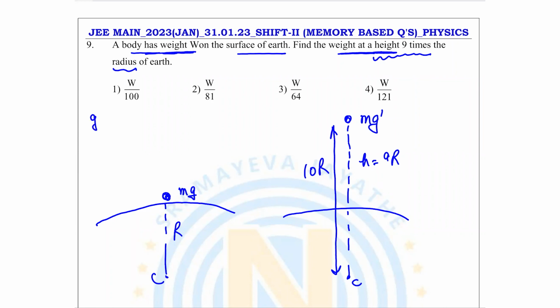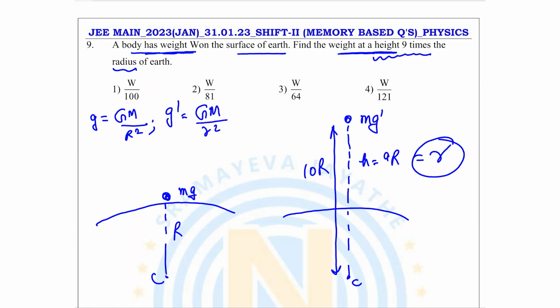Now g will be GM over r square at the surface of Earth. And when the distance becomes, say, small r, then acceleration due to gravity will be GM by small r square, which is GM by 10r whole squared, which becomes g by 100. So the acceleration due to gravity becomes 1 by 100 times. So weight also becomes 1 by 100 times. So option 1 is the correct answer.